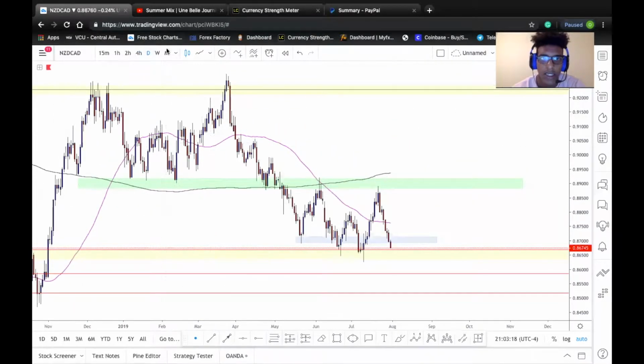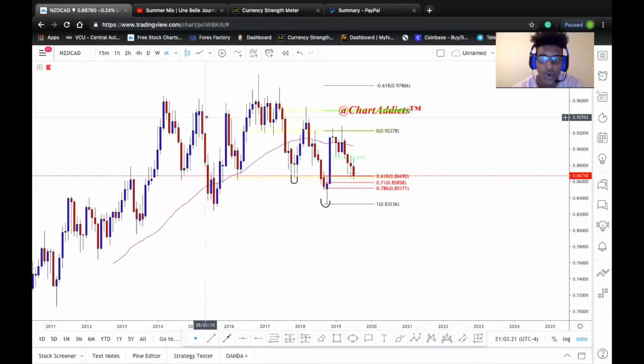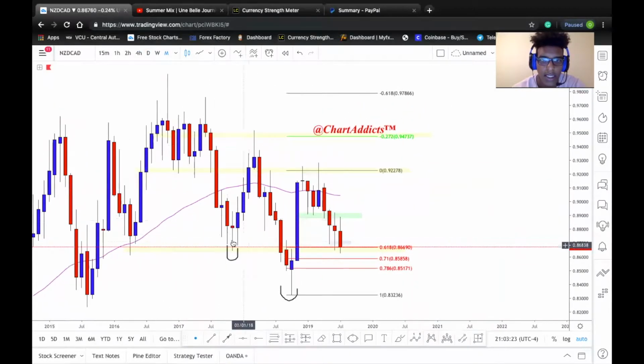NZDCAD, another pair. The reason we like this setup, just going off a higher time frame, you guys can see we have an inverted head and shoulders. A strong impulse, and it looks like it's retracing. And just looking at the size of these candlesticks compared to these ones, you guys can see these are much smaller in size. The bodies are smaller compared to this body. We have a well-respected support zone.